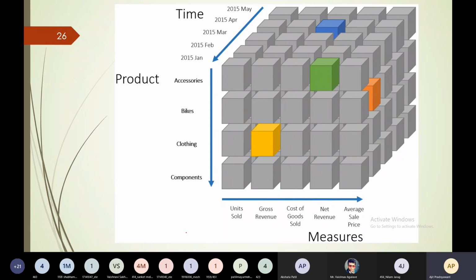So in this, if you go in this direction, the measures are stored. That is units sold, gross revenue, cost of goods sold, net revenue, average sale price. Whereas the product will be present in this dimension: accessories, bikes, clothing, and components. And this is the time dimension: January, February, March, April, May, and so on. So data is present in this way in the OLAP.